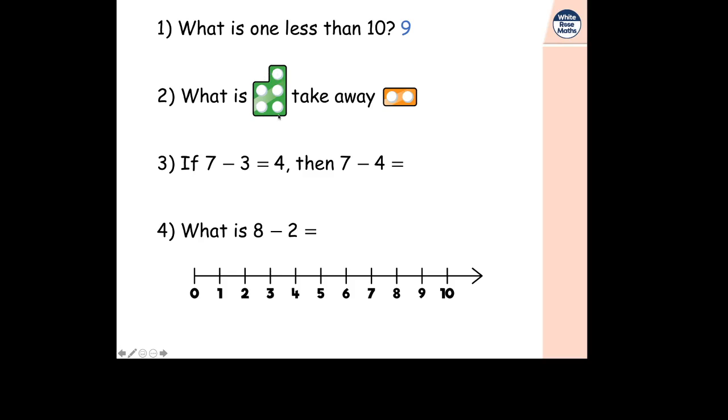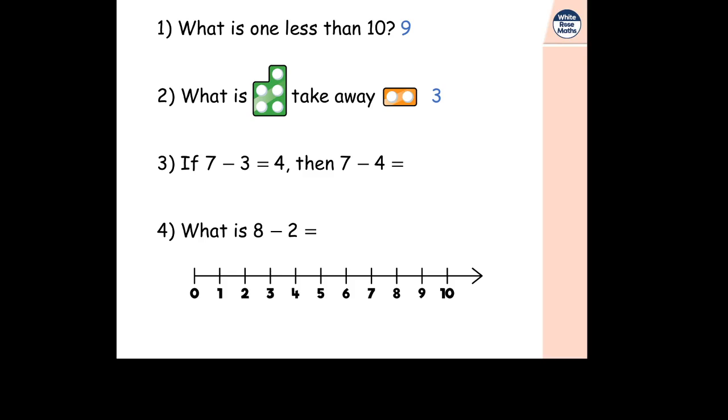What is this Numicon piece here? So that green Numicon piece is 5, and the orange one is 2. So what is 5 take away 2? Again, you can use your hand. Hold up 1 hand, that's 5 fingers. Take 2 of them away. How many have you got left? That's right, you got 3. Well done if you got both of them right so far.